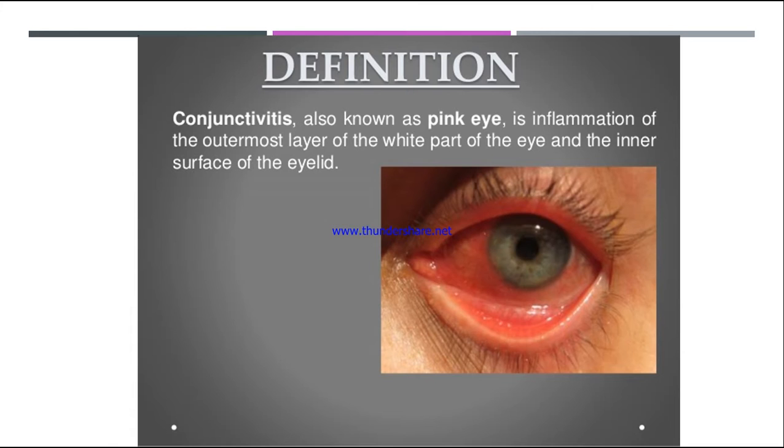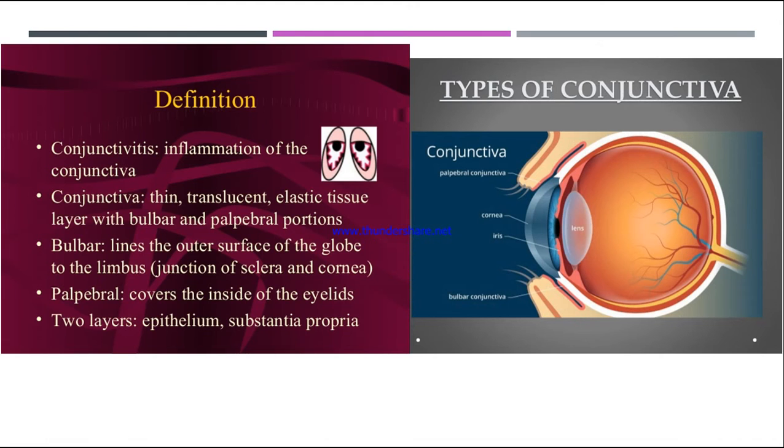It is the inflammation of the outermost layer of the white part of the eye and the inner surface of the eyelid. So, conjunctivitis is inflammation of the outermost layer of the white part of the eye and the inner surface of the eyelid. This is known as conjunctivitis.